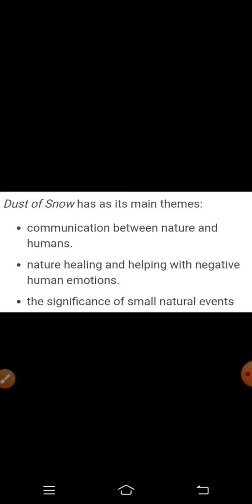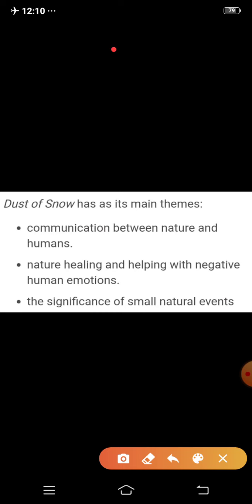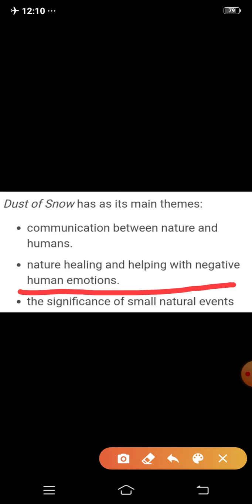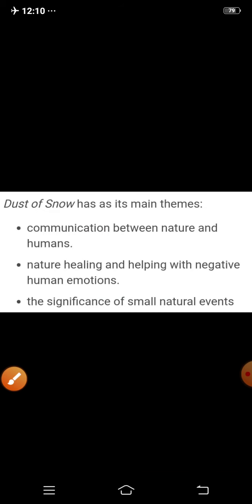So, as the fine particles of snow fall on the head of the poet, his mood changes from sadness to happiness. Now we see there are some main themes of the poem. First is communication between nature and human. When human beings come into contact with nature, we can communicate with nature. The second is nature healing and helping with negativity. Nature has great power to heal the negative emotions of human beings. Nature can help with negativity. And the third one is the significance of small natural events.